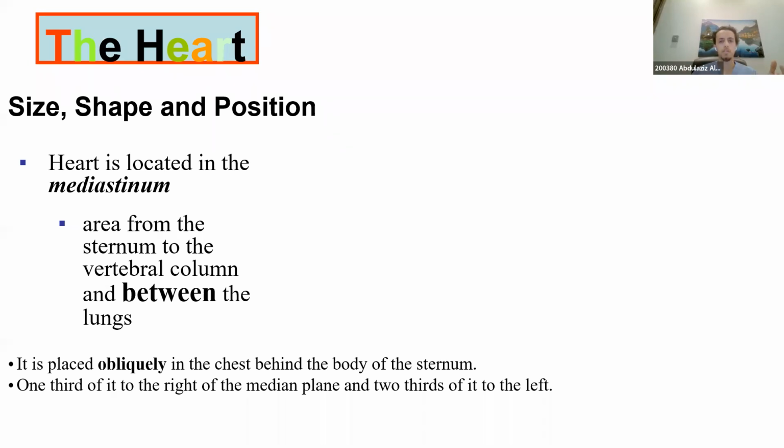Right here, we say the heart is located in the mediastinum. So who can tell me what the borders of the mediastinum are? Anteriorly, the sternum, posteriorly, the thoracic vertebrae, and on either side, the lungs. Perfect. Who was this? Hazifah. Excellent answer, thank you. You covered it perfectly. Of course, it's in the mediastinum, as you said, and it lies obliquely in the chest. That's an important point as well to cover.